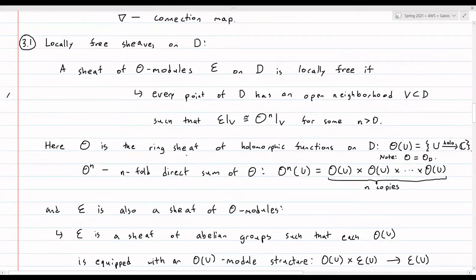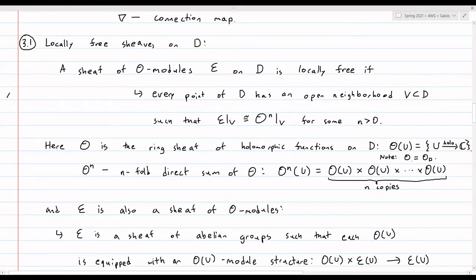Here, O is the ring sheaf of holomorphic functions on D. We already saw this before, and I was calling it OD, right? In my example above, OD is the sheaf of holomorphic functions defined on open subsets of D. If you have an open subset of D, then the sheaf assigns to that open subset all of the holomorphic functions defined on that open subset.